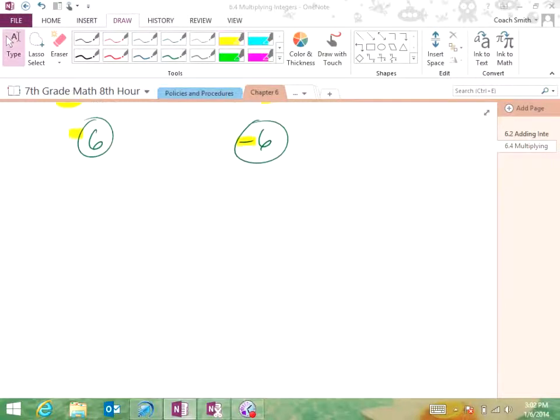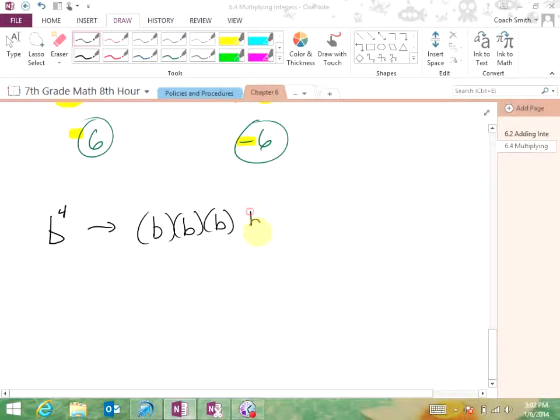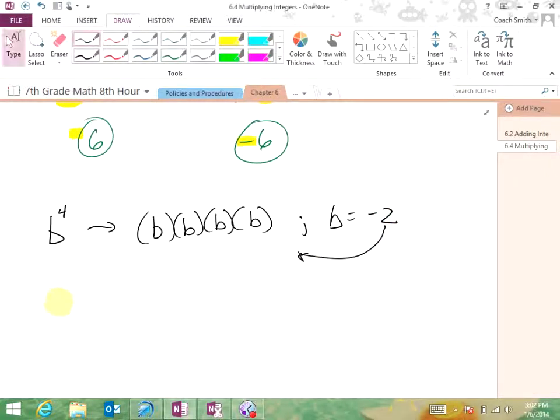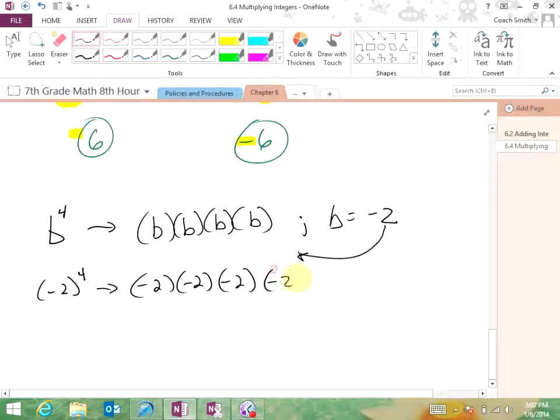Now, let's look at one where they give you a variable expression. For example, b to the fourth power. Well, b to the fourth power means b times b times b times b. Now, they've given us that b is equal to negative 2. So I put this in here, and that means negative 2 raised to the fourth power, which means negative 2 times negative 2 times negative 2 times negative 2.